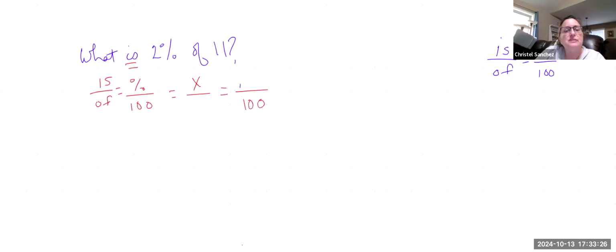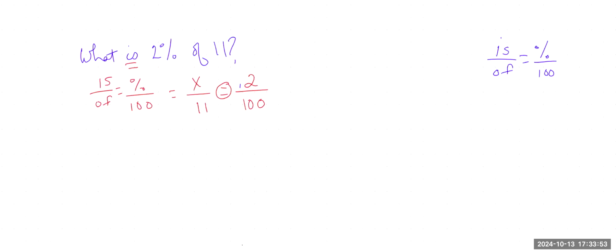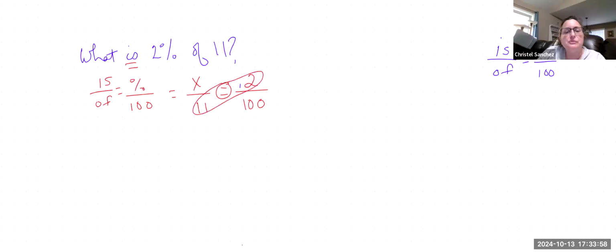So it says, what is 2%? Do I know what my percent is? It's going to be 2. Of 11. Do I know what my of is? It says of 11. Okay, now since this has an equal sign, how am I going to multiply? Cross, diagonal. So 11 times 2 is 22.